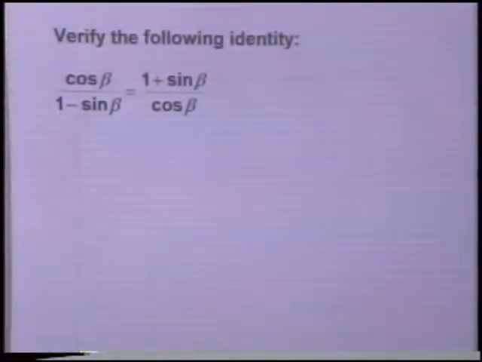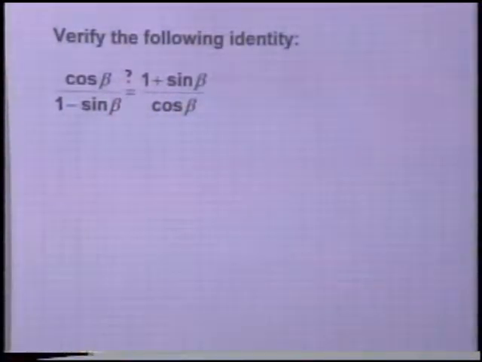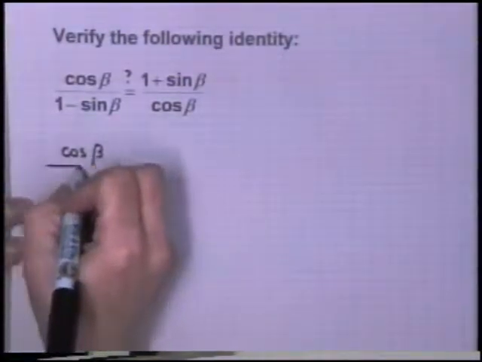Verify the following identity. Cosine beta over 1 minus sine beta equals 1 plus sine beta divided by cosine beta. Now, in looking at this, and of course again we wonder, is this true? Both sides are basically almost the same in terms of difficulty. They look basically alike, except one looks sort of upside down as compared to the other one. So on this one, it will not matter which side we choose to work with. So whichever you prefer. I think I'm just going to go ahead and use the left-hand side for now.